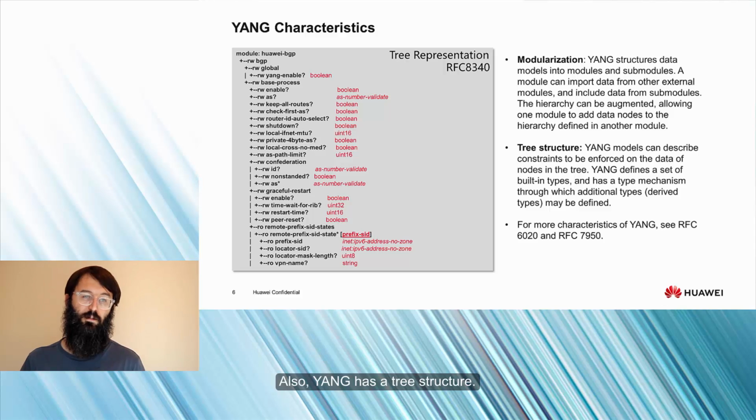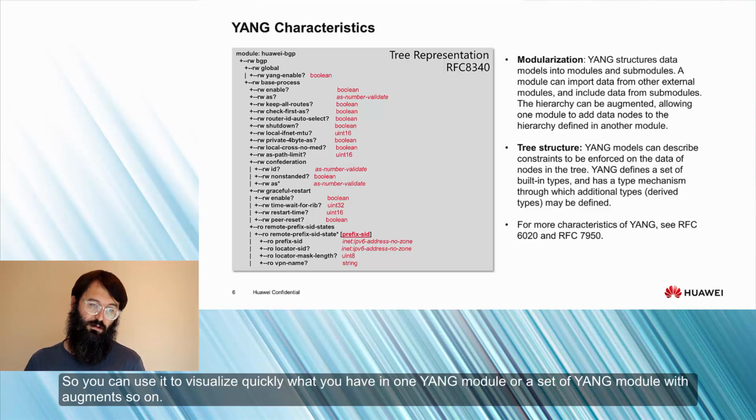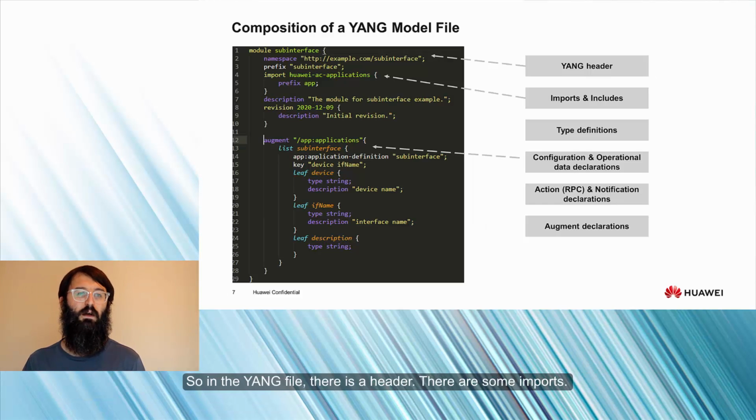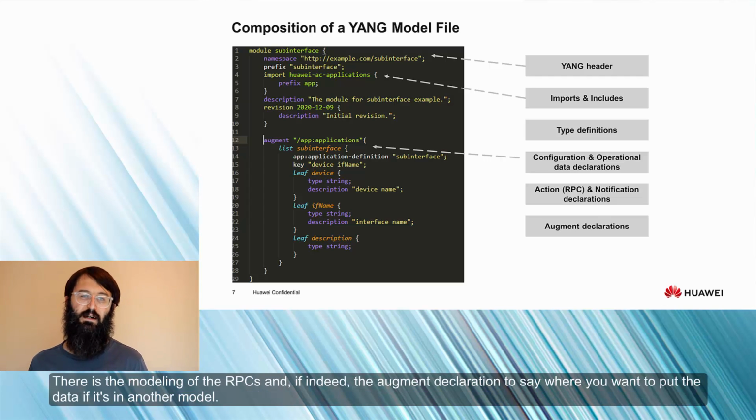Also, Yang has a tree structure, so this structure makes it easy to understand what is inside the model, and it's normalized. So you can use it to visualize quickly what you have in one Yang module or a set of Yang modules with augments and so on. So in a Yang file there is a header, there are some imports, there are some definitions of type, then there is the modeling of the data, there is the modeling of the RPC, and if needed, the augment declaration to say where you want to put the data if it's in another model.